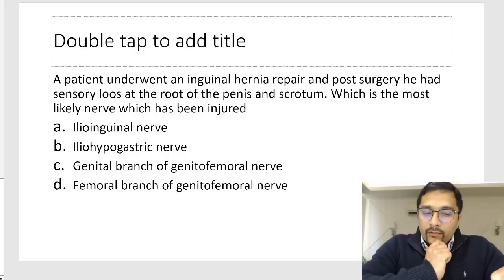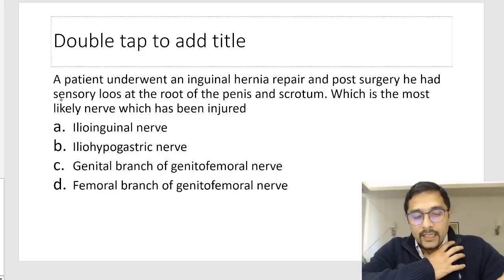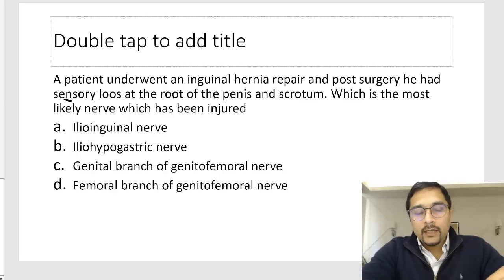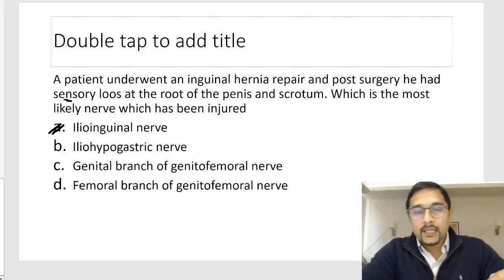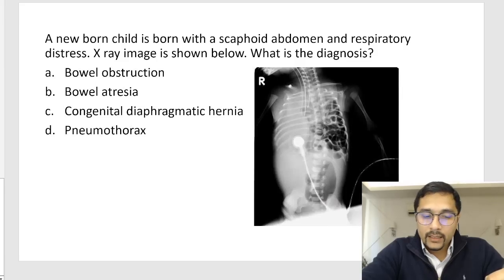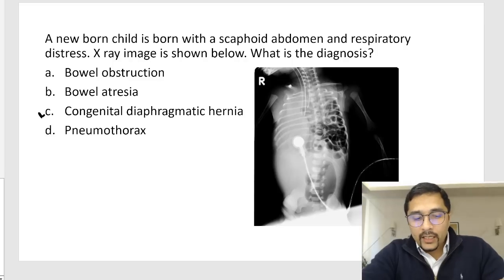So, patient underwent inguinal hernia surgery and there's sensory loss in the root of the penis and scrotum. Which nerve has likely been injured? It is the ilioinguinal nerve. During open surgery, ilioinguinal nerve is the most commonly damaged nerve. This I had already covered in the previous video.